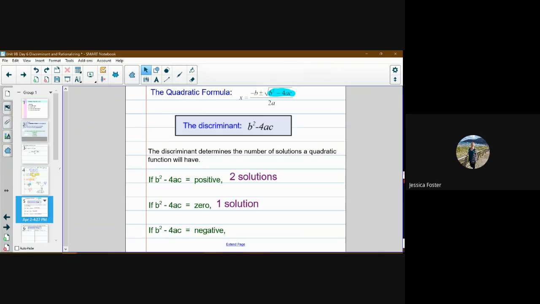Versus if we have a negative discriminant, b squared minus 4ac ends up being a negative number, then this is going to be an example where we have 0 real solutions, because you can't take the square root of a negative number. That's how we get imaginary numbers. Don't worry, we're not going to go into that today. So 2 solutions if the discriminant is positive, 1 solution if the discriminant is exactly 0, and if it's negative, we have 0 real solutions. Let's take a look at a couple of examples.